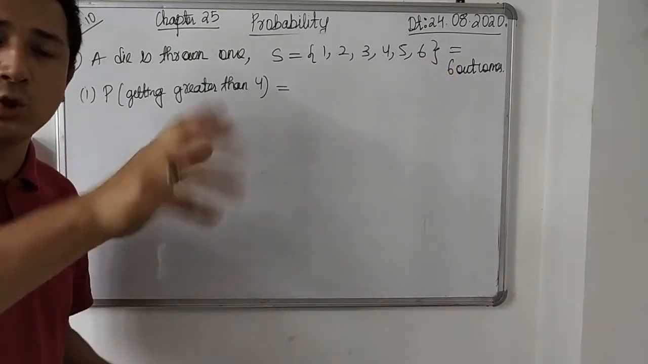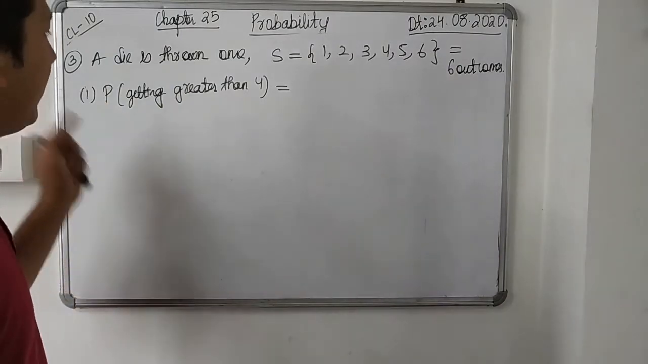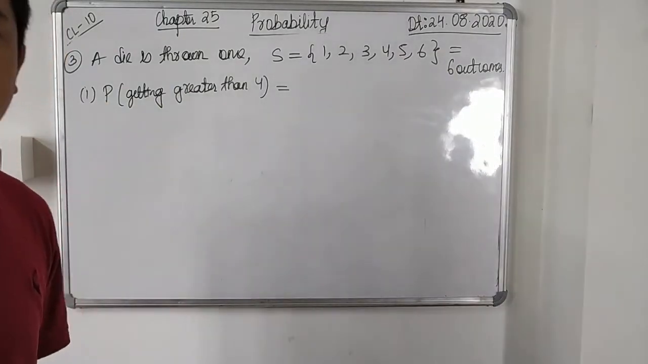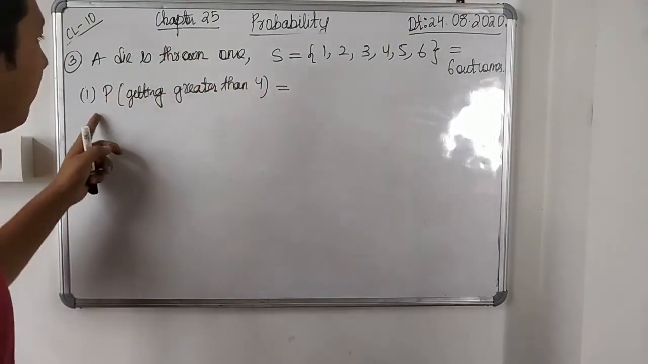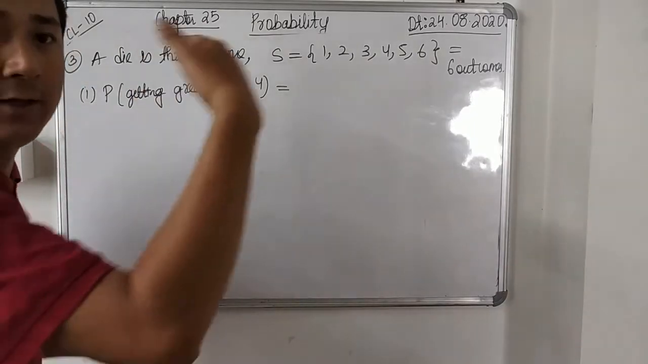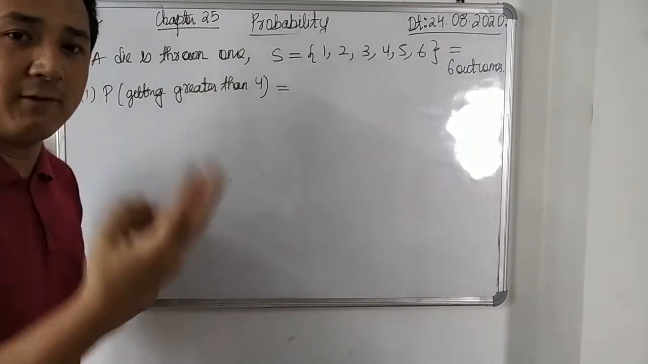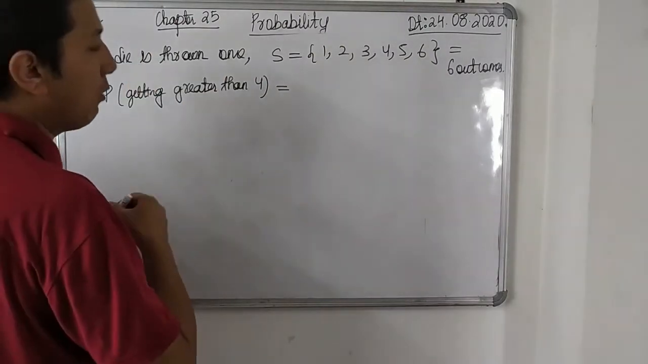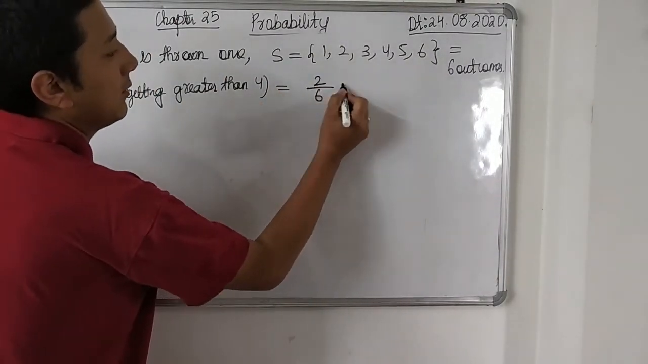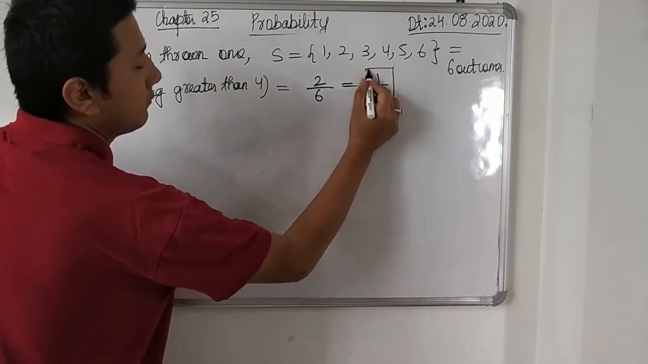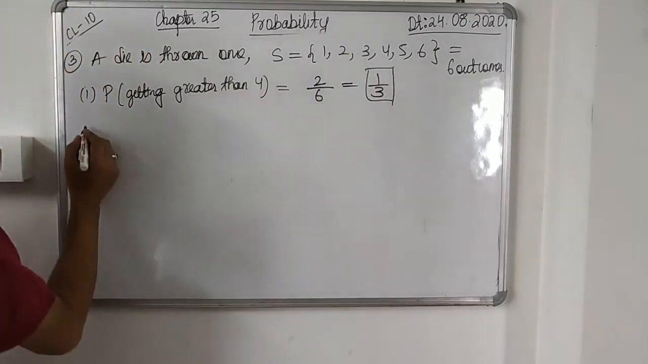A die is thrown. The question is asking you, find the probability of getting a number greater than 4. Greater than 4 means 5 or 6. So what are the favorable chances? 2 out of 6. So 1 by 3. I hope you're clear with this. Let's move to the next part.